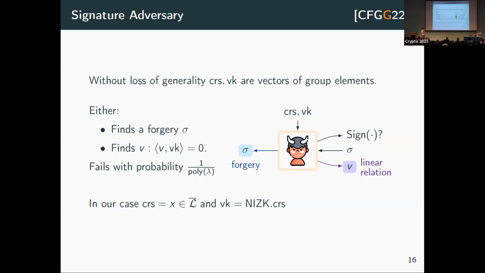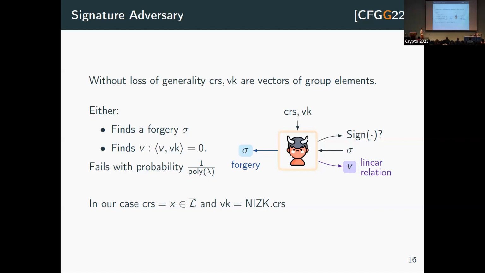Importantly, the argument there was that if you find too many, at some point you cannot find too many linear relations, because there are only a polynomially bounded number of group elements in the verification key. So after this happened polynomially many times, it must be the case that the adversary returns a forgery. So that's why you need many messages in the message space.